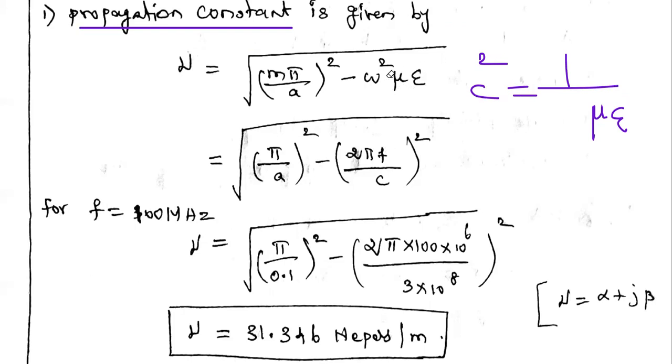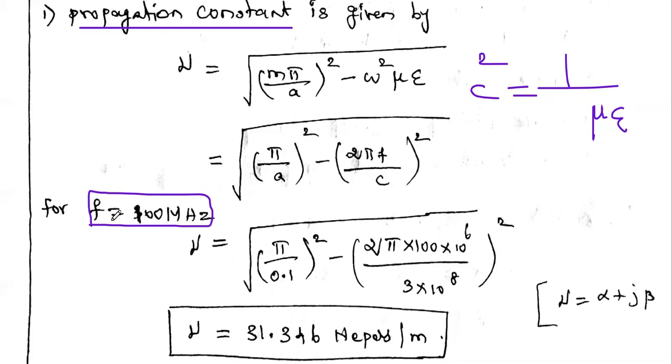So that's why, instead of this mu epsilon, we may substitute 1 by c squared. So the formula is the square root of (pi by a)² minus (2 pi f by c)², where c is 3 into 10 to the power 8, the speed of light. Then we are going to find this propagation constant in two conditions.